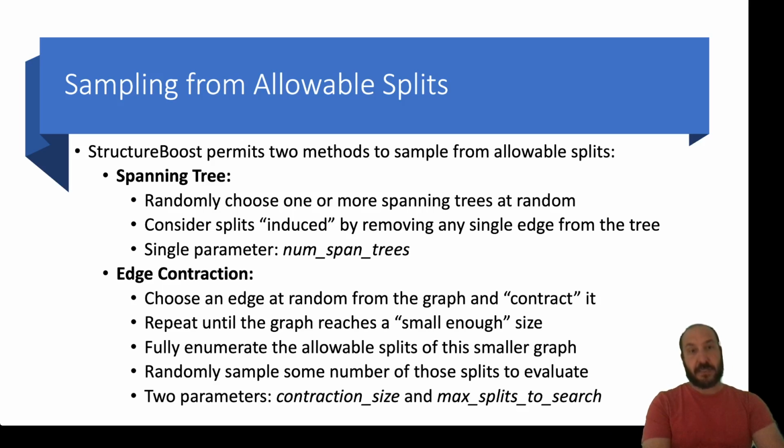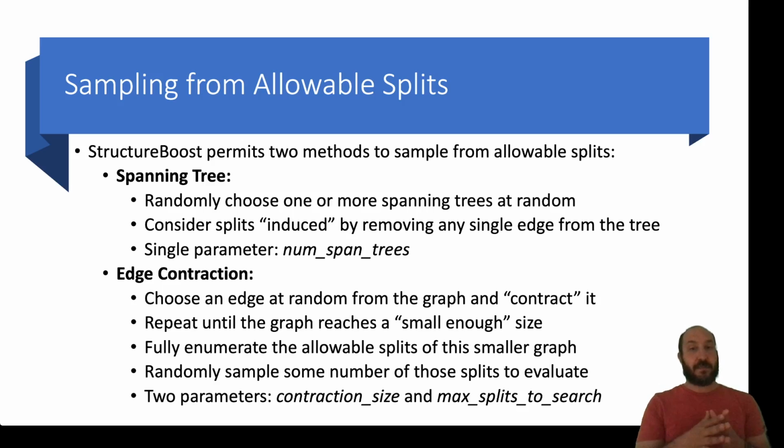The second method is using edge contraction. Edge contraction means I take an edge of the graph and squeeze it together until the two vertices become a single vertex. That reduces the size of the graph, both in the number of vertices and the number of edges. I can repeat this process of choosing an edge at random and contracting it until the graph gets a small enough size. Once it's small enough, I can fully enumerate all the allowable splits of the smaller graph.